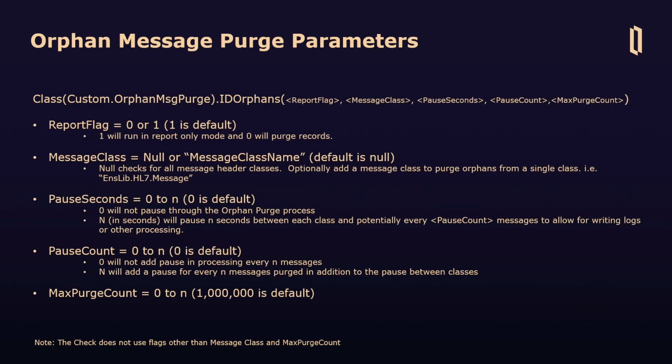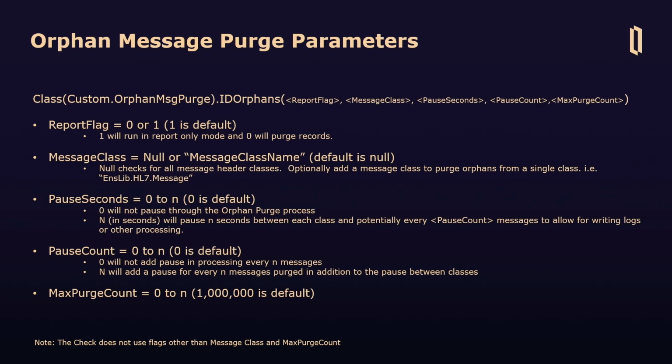You can put milliseconds to seconds if you want to pause to make sure it's not killing your resources on your system. You could also set a max purge count, say you only want 1 million, just do the first 1 million messages that you come across.